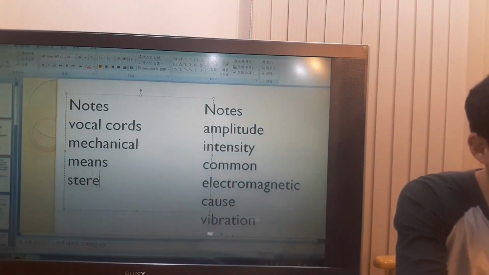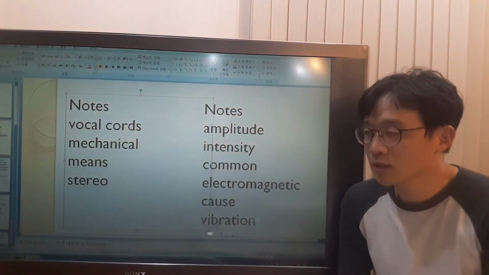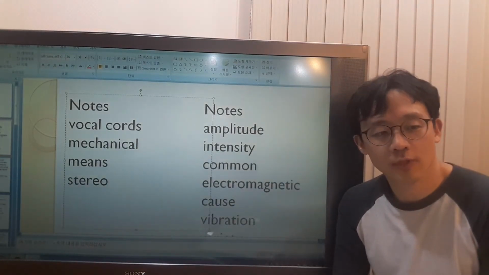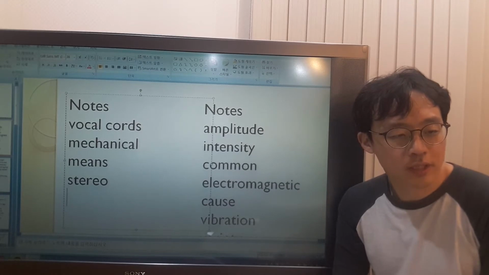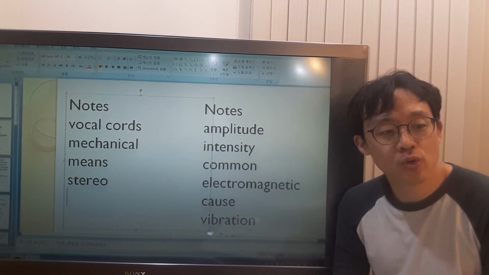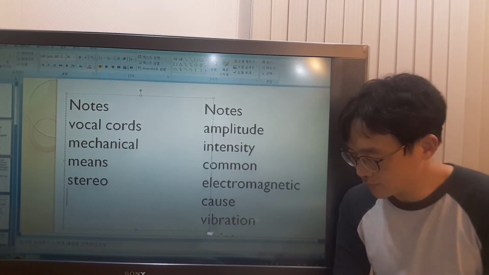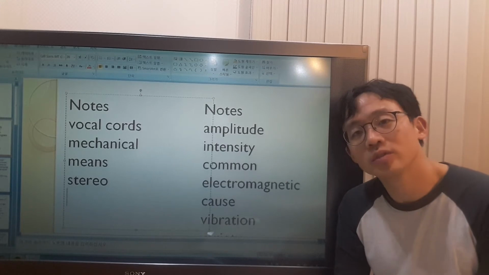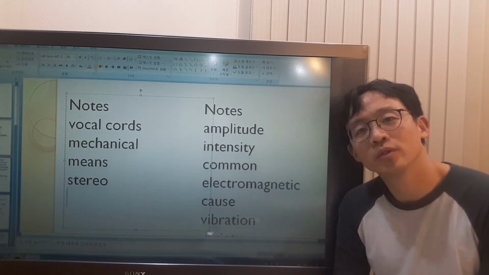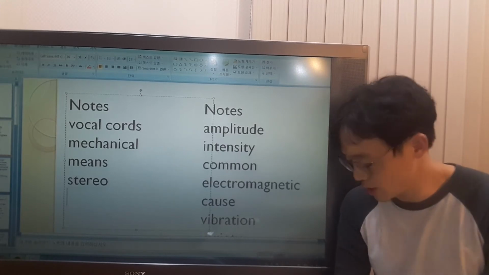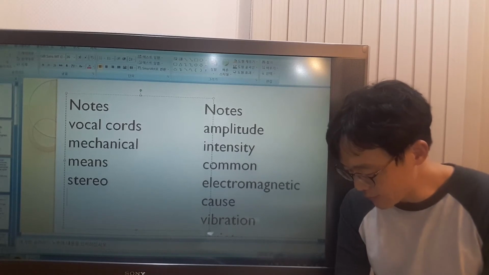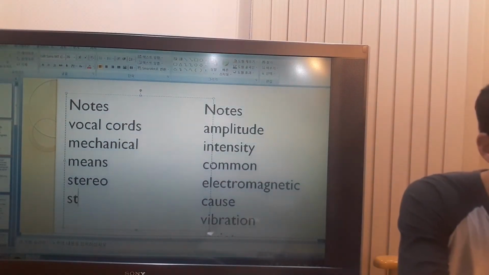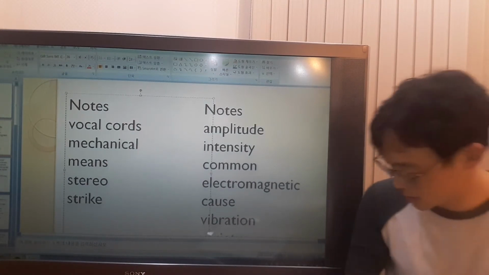Stereo. What's a stereo? Stereo means two, okay? Stereo means an audio system which has two speakers, okay? Having one speaker is mono. Having two speakers is stereo, okay? Or by simple means, such as when one object strikes another. What does strike mean? Strike means to hit.